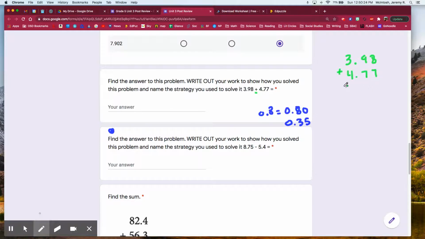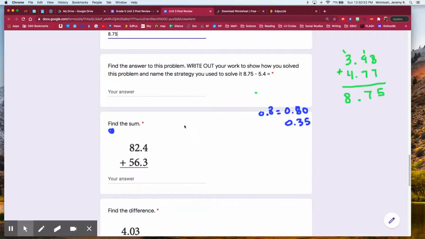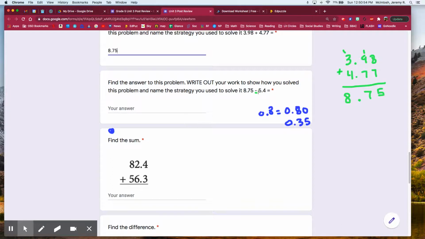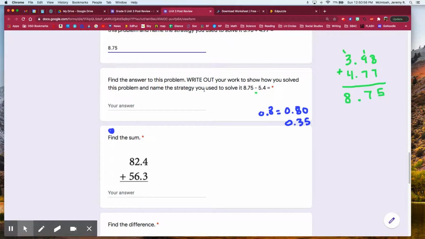So I'm lining up that decimal and adding it up. So 8 plus 7 is 15, carry my 1. 9 plus 1 is 10. 10 plus 7 is 17, carry my 1. Decimal just comes on down, line it up. And then 3 plus 1 is 4. 4 plus 4 is 8. So 8 and 75 hundredths. So you just type that in, 8.75 or 8 and 75 hundredths. Great. Find the answer to this problem, write it out.